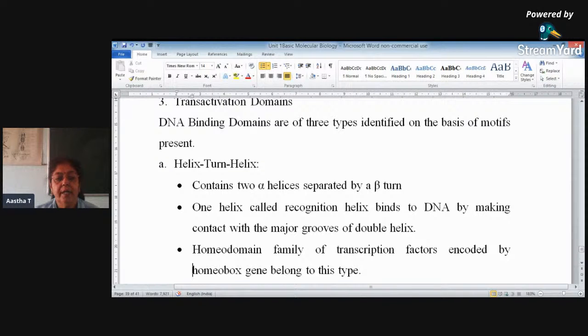One helix, called the recognition helix, binds to the DNA by making contact with the major groove of the double helix.